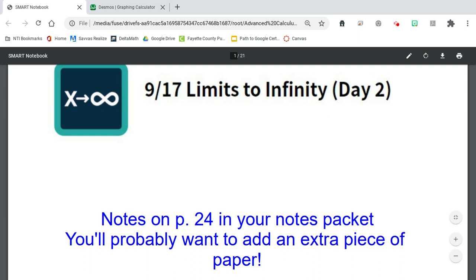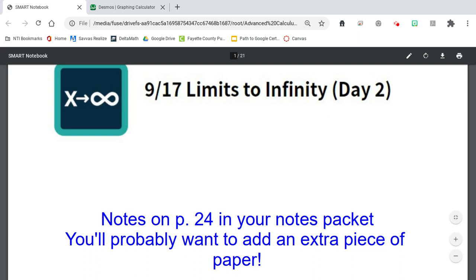All right, welcome back to calculus. Today we're going to be looking at more limits to infinity. We'll look at limits to positive infinity and negative infinity, but the difference for today is that the types of functions that you're taking limits of are a little more complicated. So we're going to add to what we know about finding those limits.